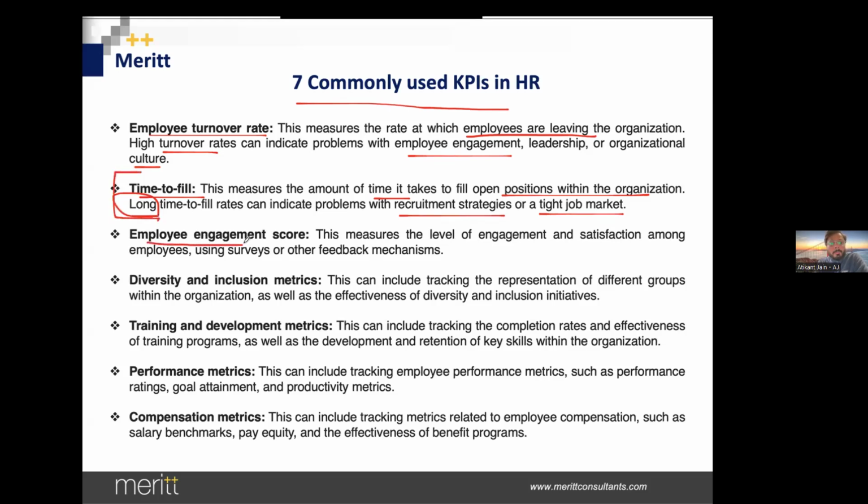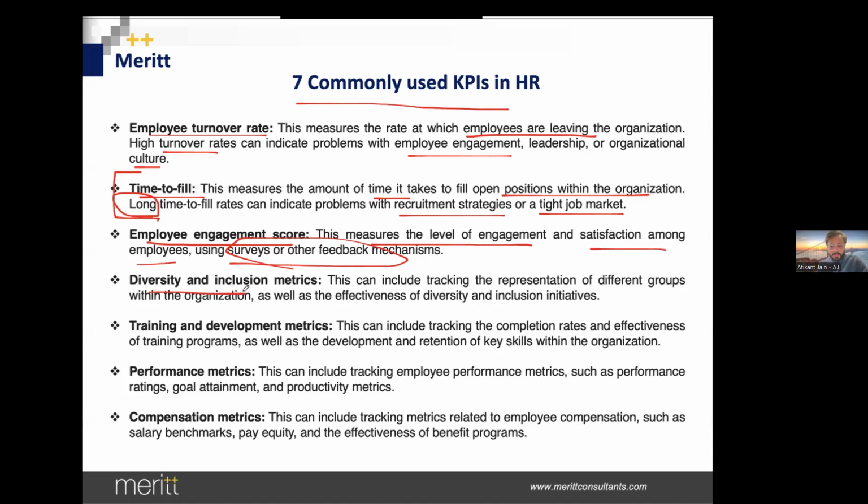Then we talk about employee engagement score. This measures the level of engagement and satisfaction among employees. You can do this using surveys or feedback. So you do surveys with your employees and you do analysis on it and see what is the score and understand what kind of engagement is there, what kind of things you can improve on so that employees are engaged and satisfied and happy with the work culture and the balance that they want.